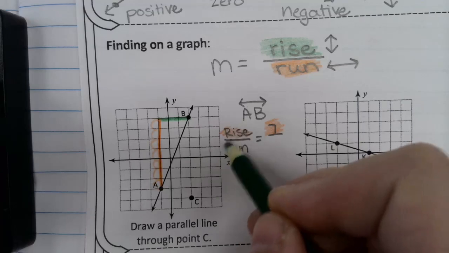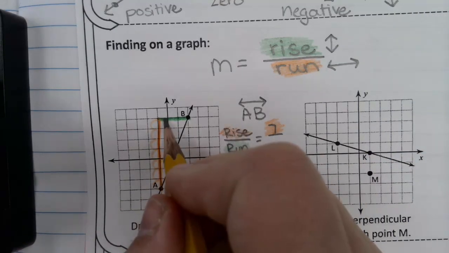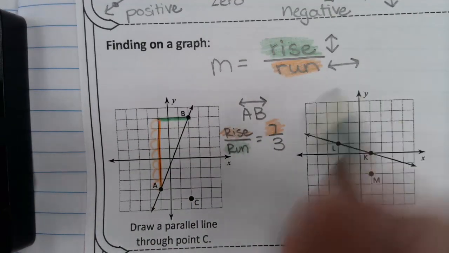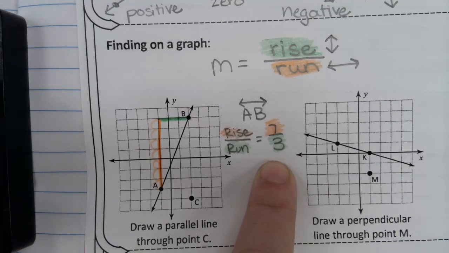What is our run? 3. Goes over 1, 2, 3. So our slope of this first line is 7 over 3, 7/3.